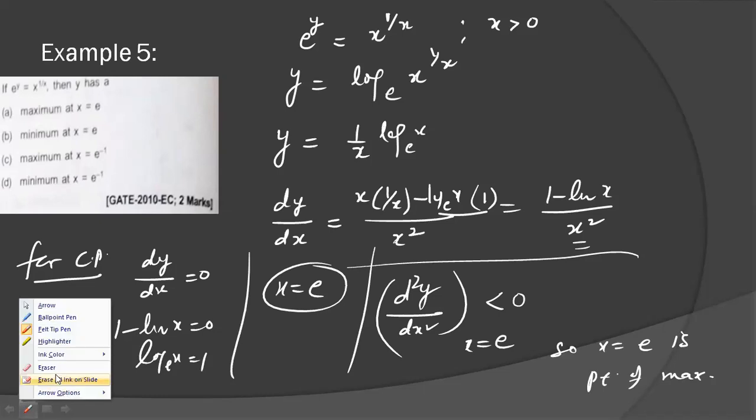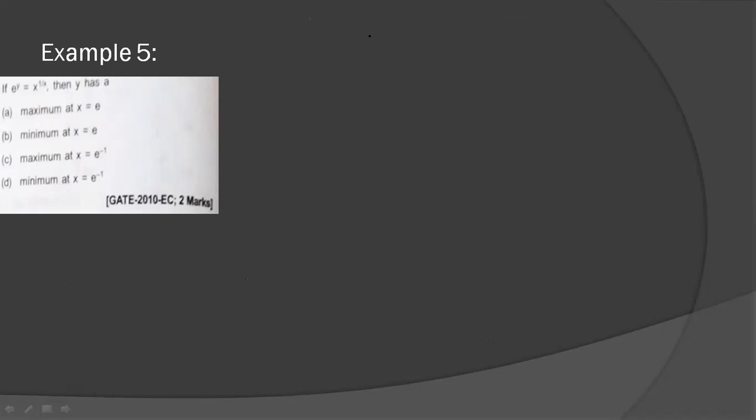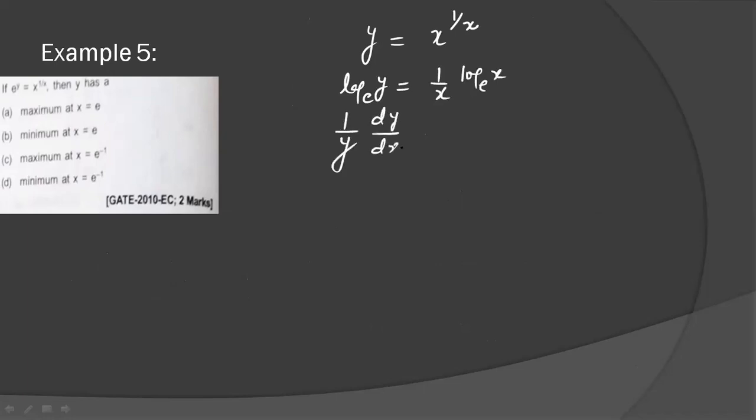Okay. Based on this example, I have one more problem. Suppose your function is only this, x to the power 1 by x. Then you take the log on both sides. It will be 1 upon x log x. If you differentiate both sides, 1 upon y dy by dx. Find maxima or minima. This is another problem.